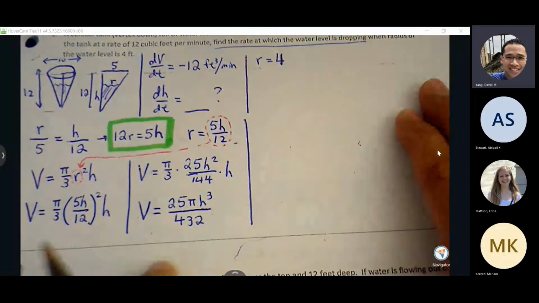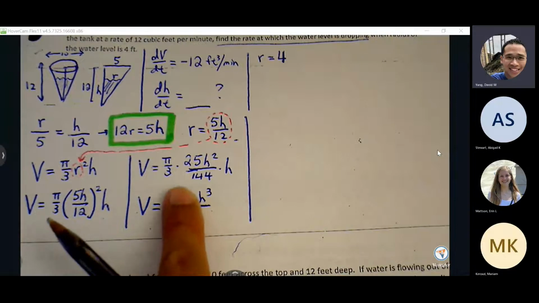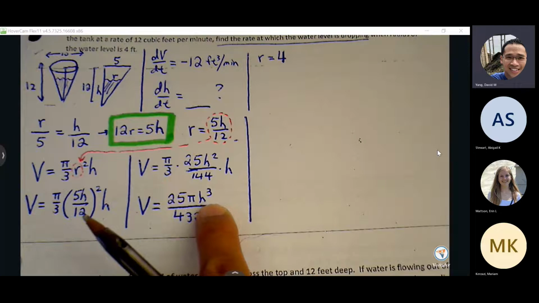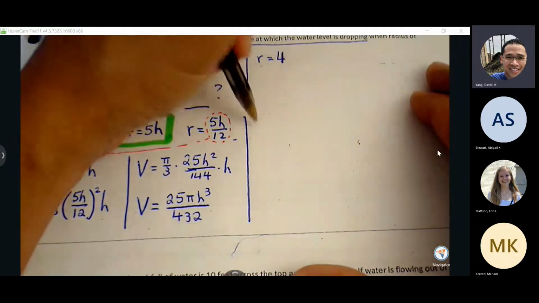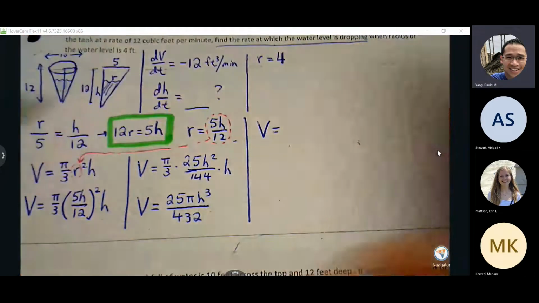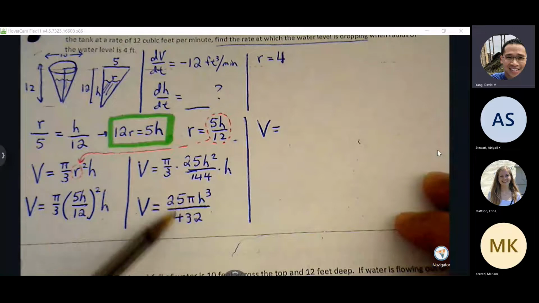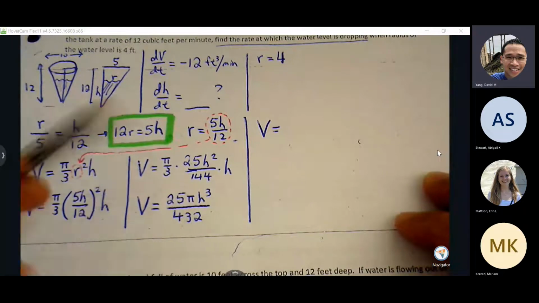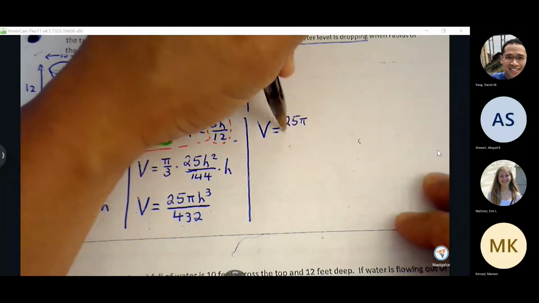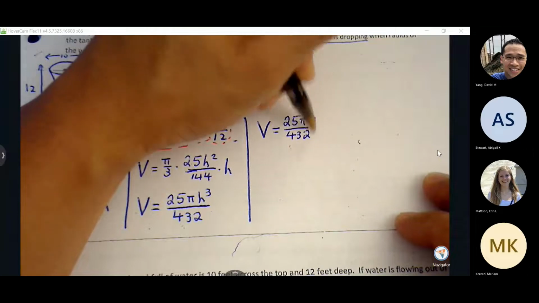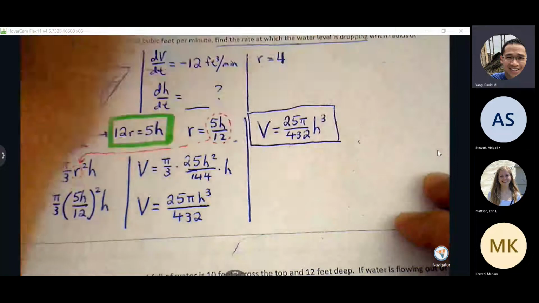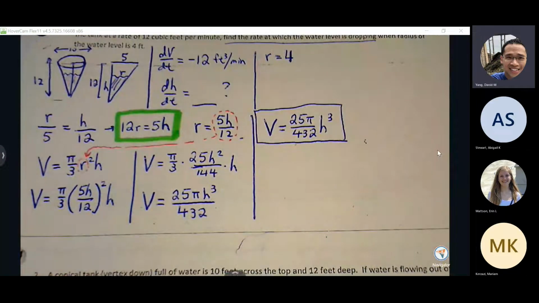Okay, so technically we're ready, but this is my preference. My preference is I like to push this fraction out in front of my variable so that my variable becomes a little bit more prominent, and I don't have to deal with thinking about, oh, what to do with that 432. I just think of it as a number, along with that 25 pi, or fraction, that happens to be in front of my variable h. So this is, I feel, the cleanest presentation of our volume equation that makes it easy on us when we find our derivative, right? Okay, good so far?